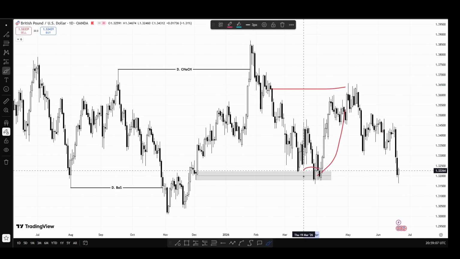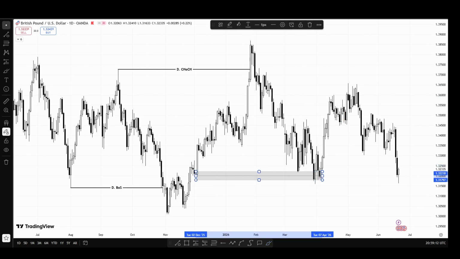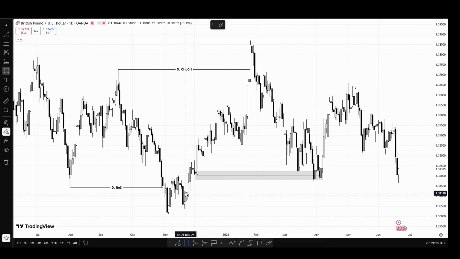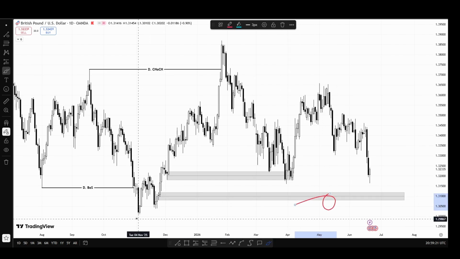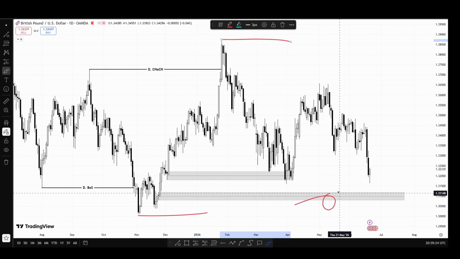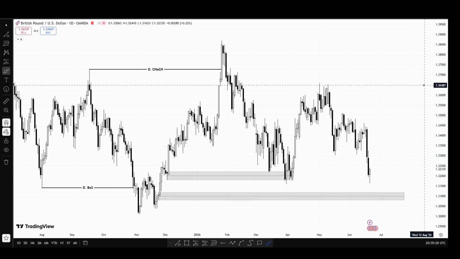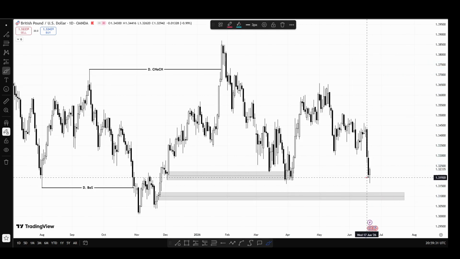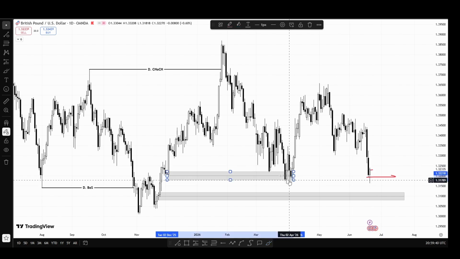All right. So this has already been mitigated. We are not interested in that again, but we are interested in this one. Okay. We have an unmitigated daily demand zone there because price is bullish on the daily time frame. This is unmitigated. So we're waiting for price to mitigate this other block to then buy to the upside. Okay. But we've yet to make that mitigation, but price has swept this low and then reversed to the upside after sweeping this low here.